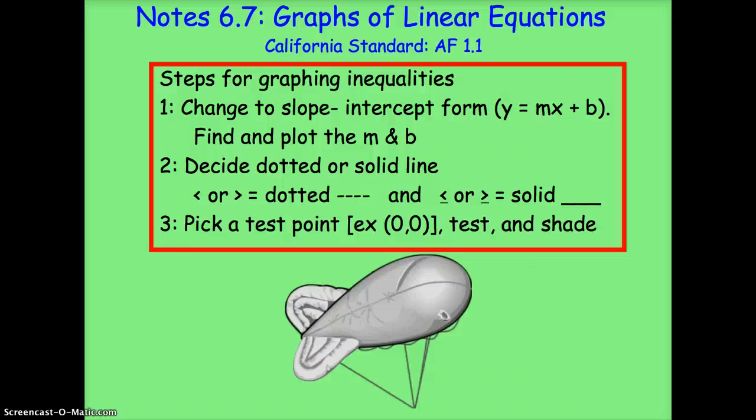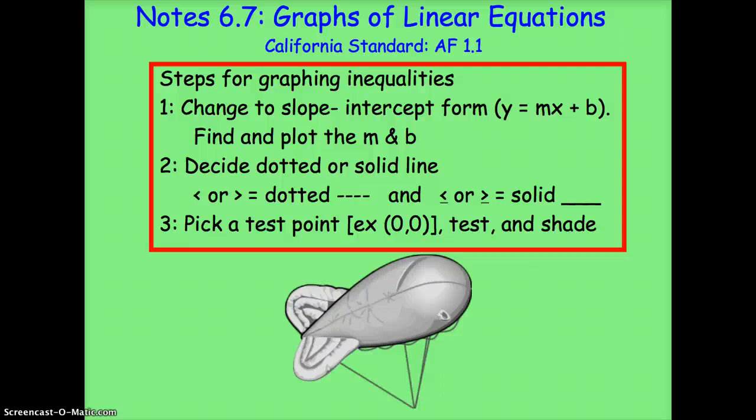Again, that's y equals mx plus b. Find and plot the m and the b. Then you need to decide whether it's a dotted or a solid line. And we've talked about in the past, whenever you're graphing an inequality without an equal sign, it is exclusive, so we use a dotted line, meaning it can't be that line.